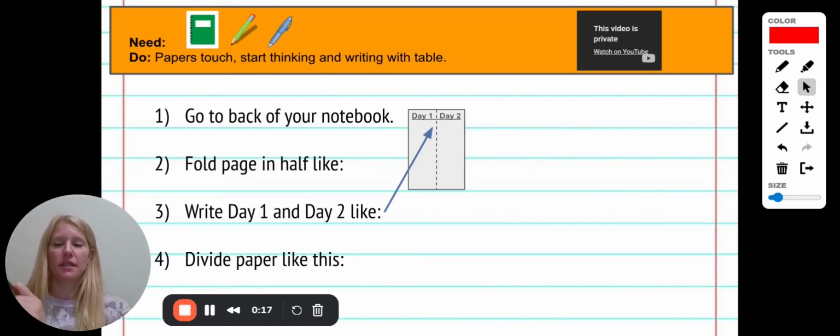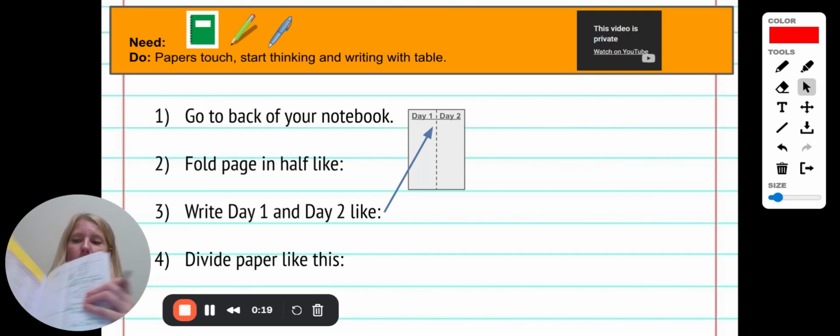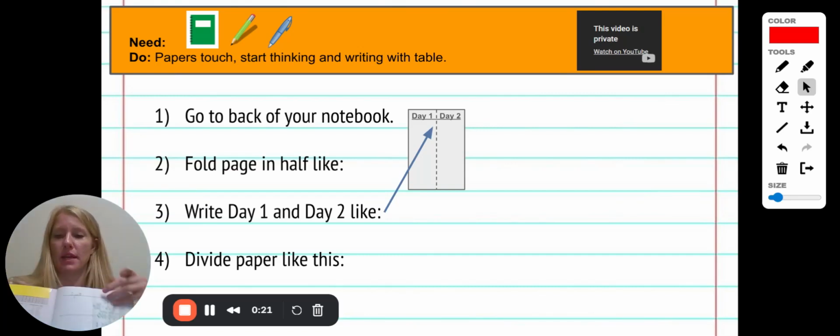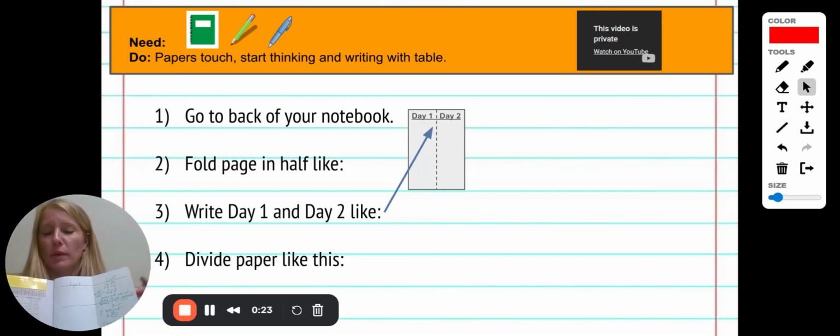So the way you do it is, here's my notebook. I'm going to the very last open page. My back page was open. And I'm going to fold it in half and unfold it. And then you can see I labeled it day 1 and day 2 up there.